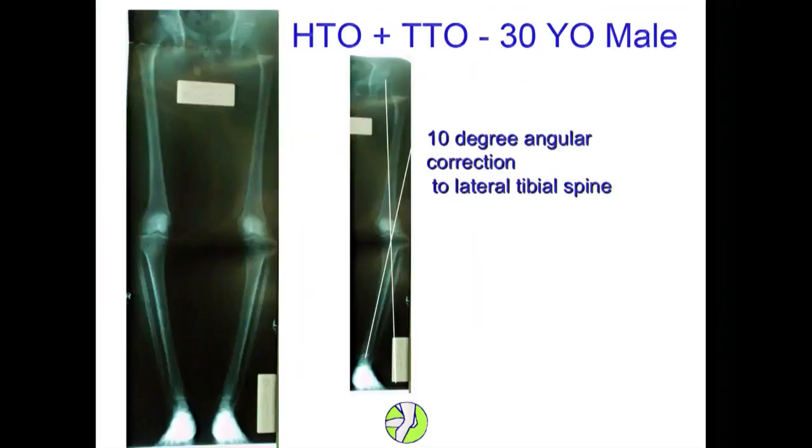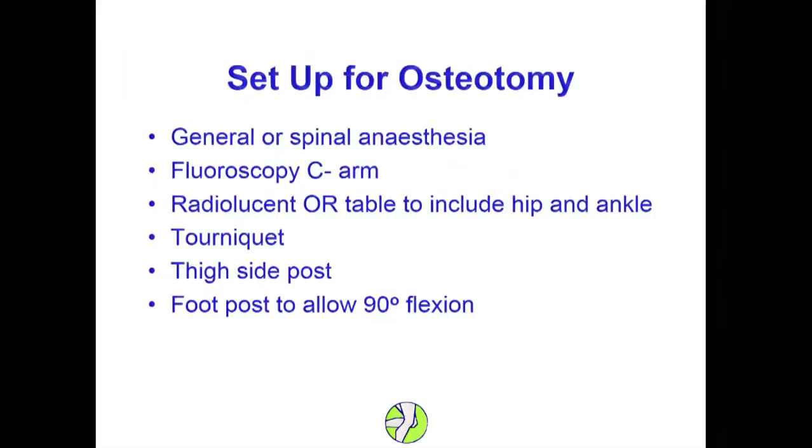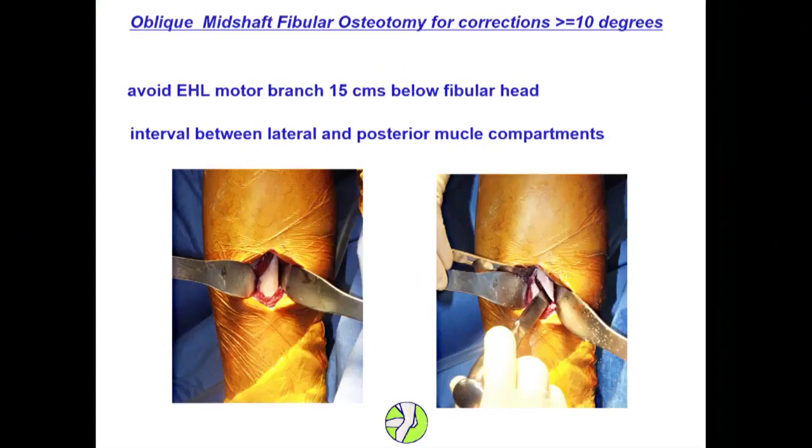So with today's modern day techniques, we try to keep the knees moving well. This is a closing wedge osteotomy with a 10-degree angular correction. I set up opening and closing wedge osteotomies the same way. They're done under general or spinal anesthesia under fluoro on a radiolucent table. I use the tourniquet, I use a thigh post and a foot post to allow 90 degrees of flexion. This patient had over 10 degrees of correction. If you do that through the proximal fibula, you'll get a very lax posterolateral corner of your knee, which the patient will not like, so you want to keep that side intact.